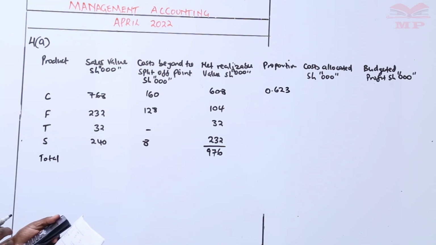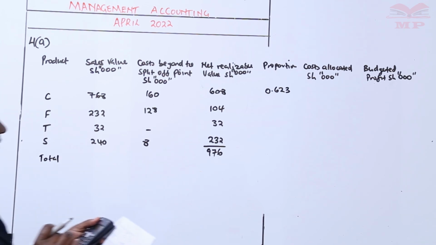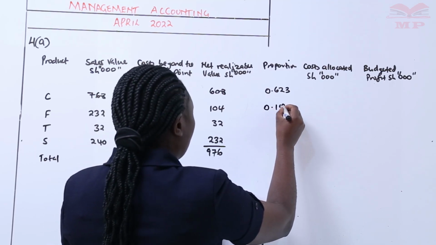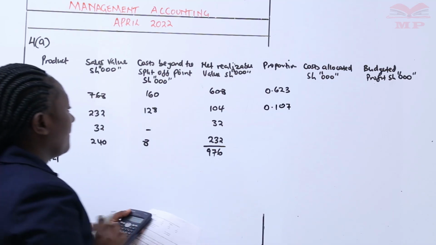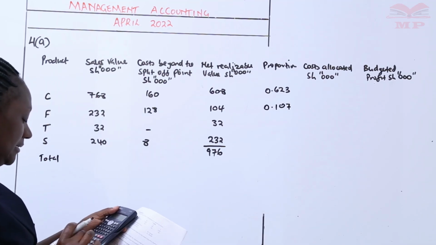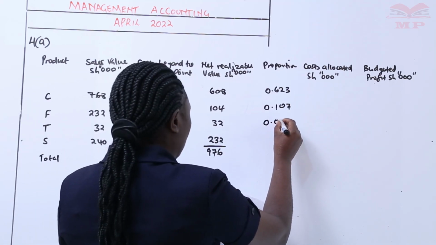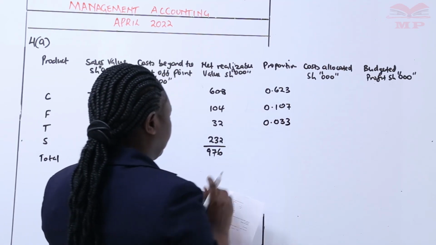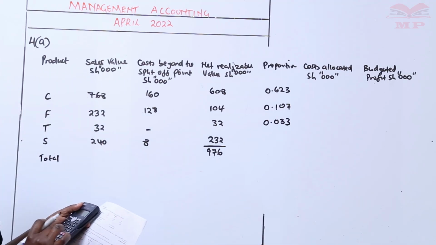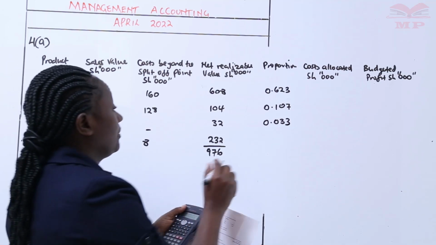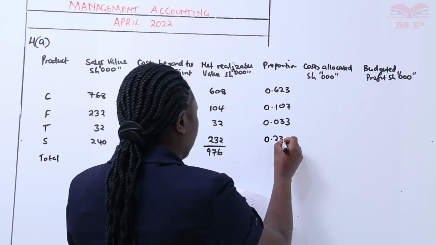Do the same for product F. 104 divided by 976. The proportion will be 0.107. Then for product T, we will have 0.033. The last one, 232 divided by 976, we have 0.238.